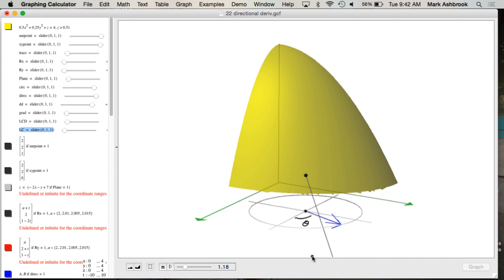So given an angle theta, what's the rate of change of the surface in that direction at the given point? That's what's called the directional derivative. So it's the rate of change in the direction theta of our surface, or of our function, at that given point. So does the setup make sense?